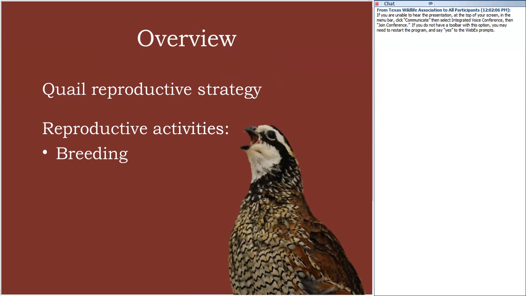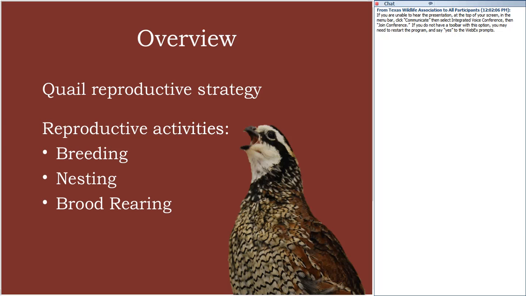We'll be talking about breeding, which is going to include the breakup of coveys and the formation of mated pairs. We'll go into nesting, which will involve the selection of nesting sites, creation of the nest bowl, the laying of eggs, and the incubation of those eggs. And then finally, we'll be talking about brood rearing. So essentially, once you have made a successful nest and you've hatched those eggs out, what does it take to successfully raise a brood of chicks?